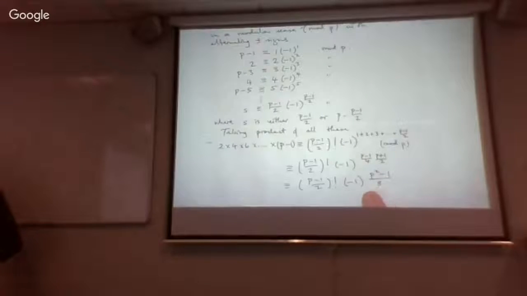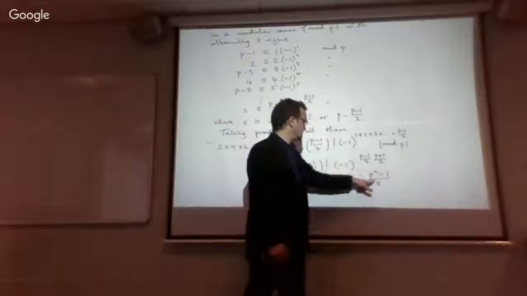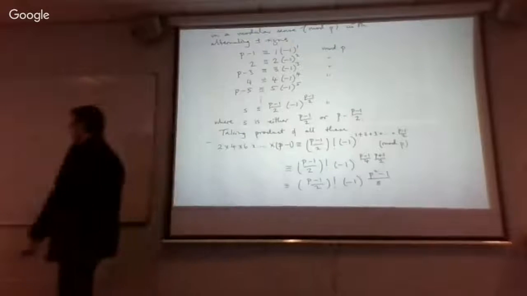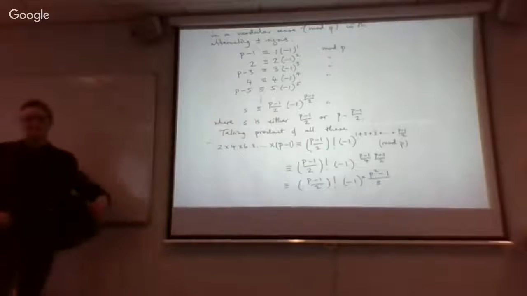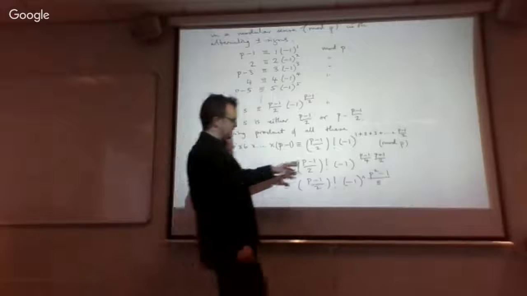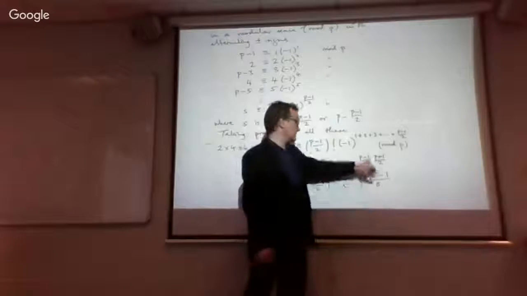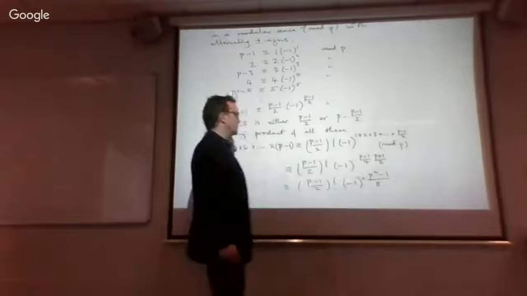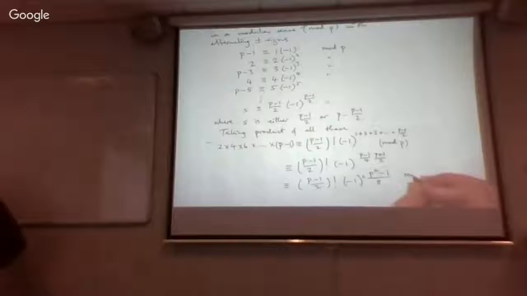Sorry, I didn't write that very well. I wrote that too big. This is the exponent, the exponent of minus 1. This is like the power. I just wrote it a bit too large. It's looking like it's multiplied by that. It's not. It's the exponent of minus 1. So this is modulo p.